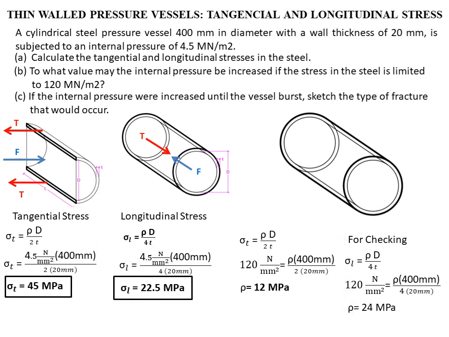So the answer for letter A is the tangential stress is 45 megapascal and the longitudinal stress is 22.5 megapascal. And then letter B, to what value may the internal pressure be increased if the stress in the steel is limited to 120 megapascal. The answer is 12 megapascal.